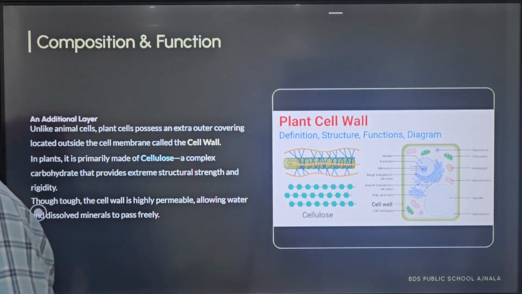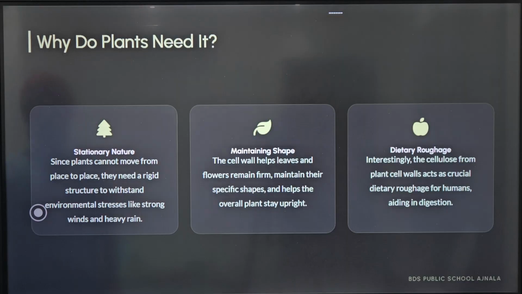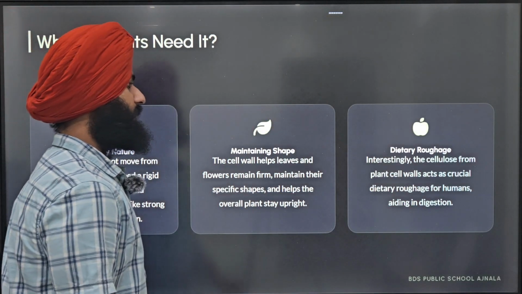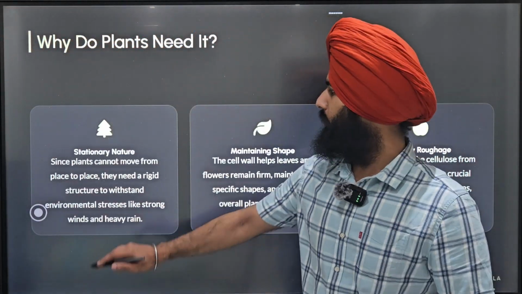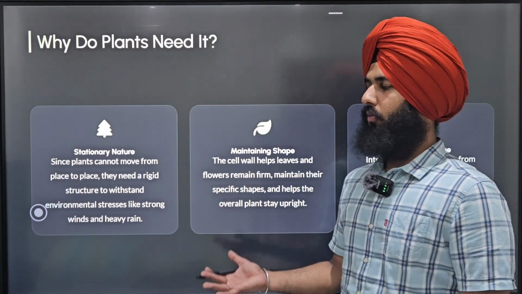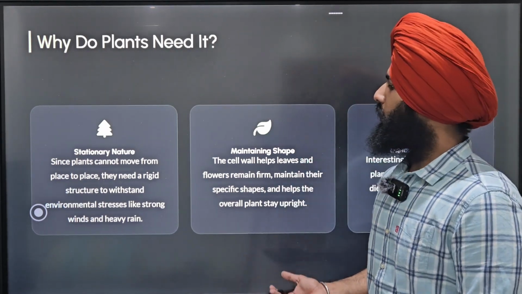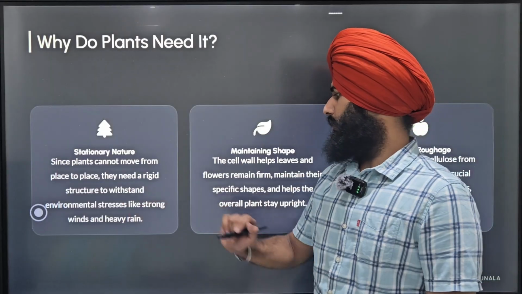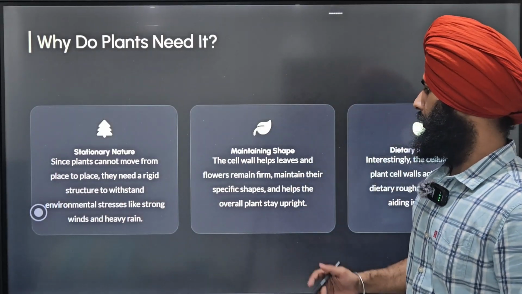So in the next one, why do plants need it? As I have discussed before, first, they're stationary in nature, so they cannot really move around freely, and because of this they need protection from the environmental stress that is put upon them.